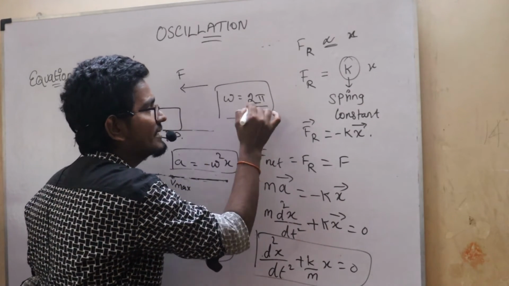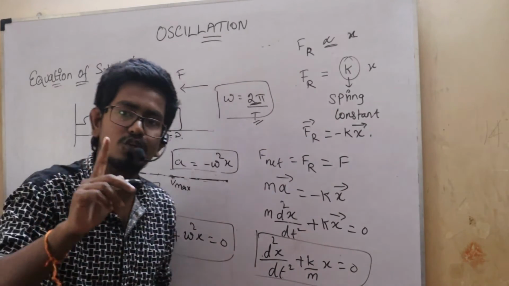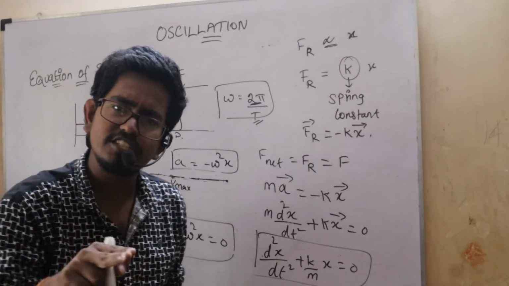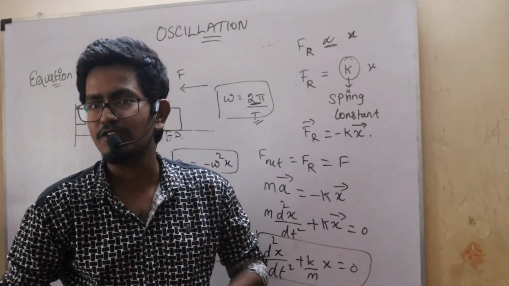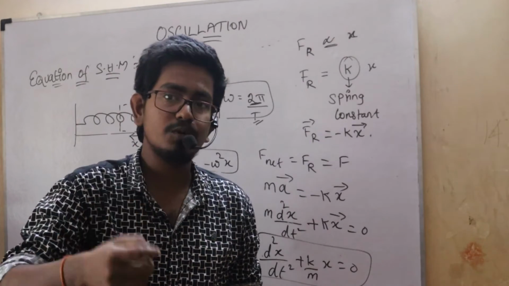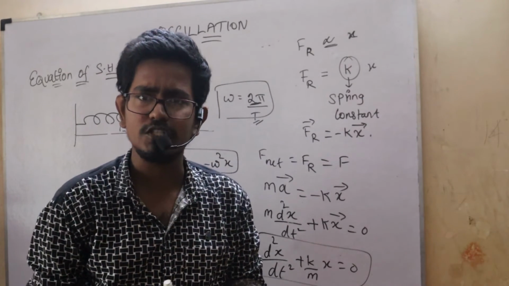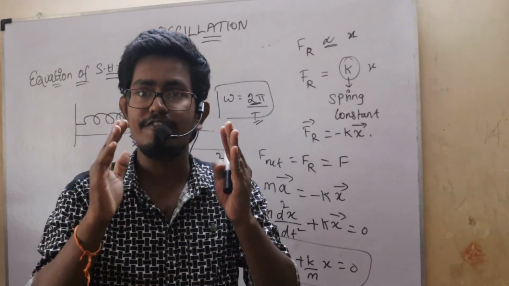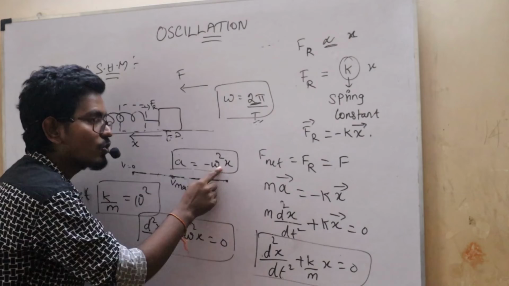You can see here 2 pi is constant. What is the time period? Time period for one oscillation is constant. Time period for the second oscillation is also the same. For the third oscillation also the same. What is it for the simple harmonic motion? Simple harmonic motion is also a type of oscillatory motion, and oscillatory motion is also a periodic motion. That means the time interval will be the same. That means my omega is constant here.